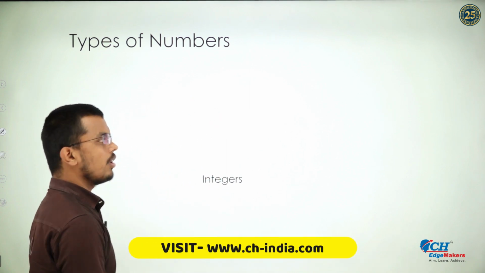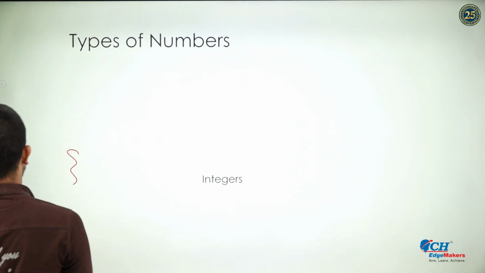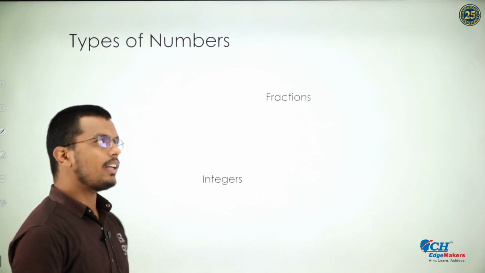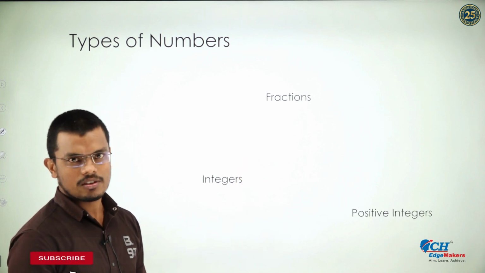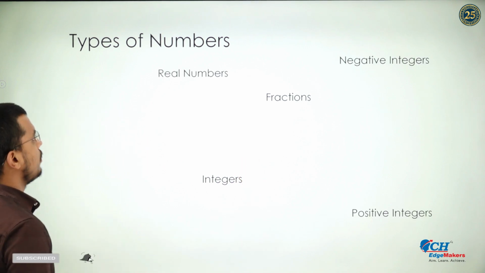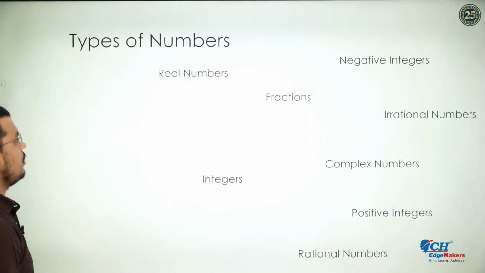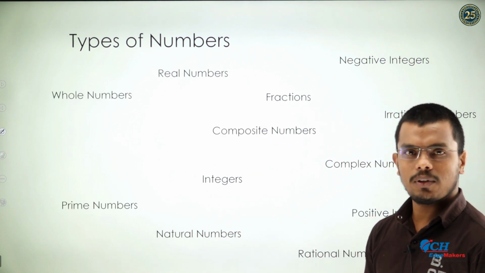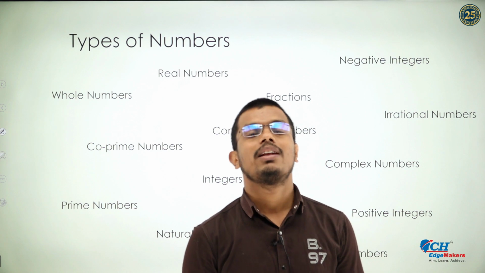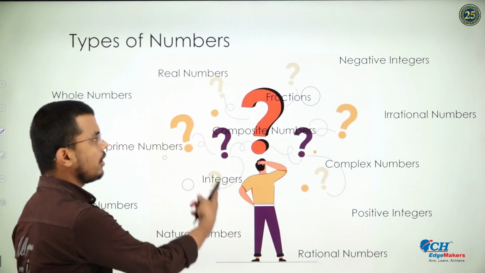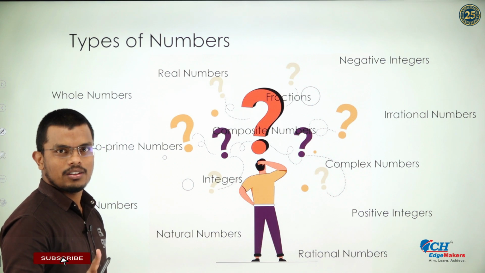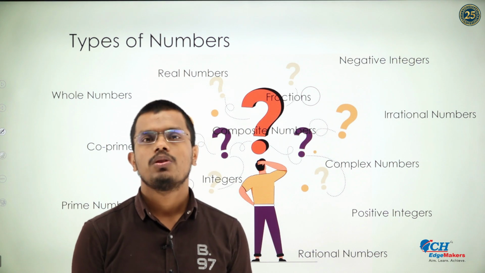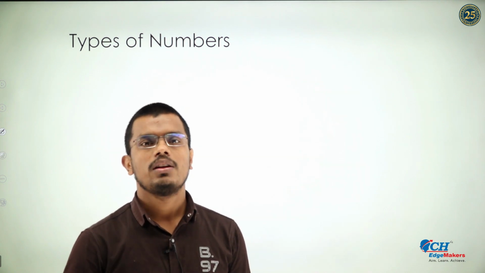You might have heard about integers. You might have heard about fractions. Positive integers, negative integers. Then real numbers, complex numbers, rational numbers, irrational numbers. Then fractions, whole numbers, prime numbers, co-prime numbers, composite numbers, and there are a lot of numbers which will definitely confuse you, right? So just to remove this confusion out of your life, we are going to segregate these numbers on a very regular basis.